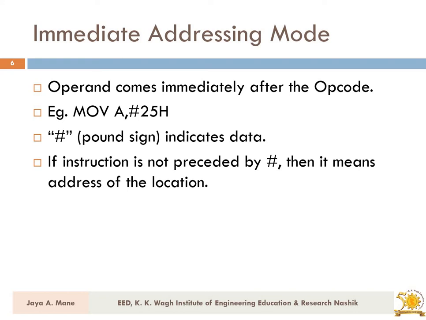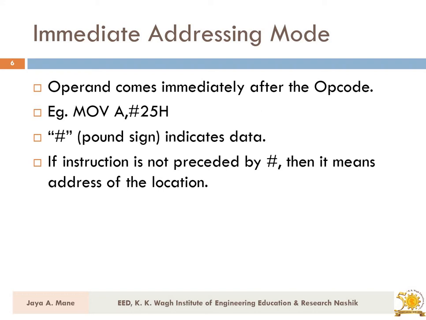We have seen the general purpose registers and the special function registers. So we know A is among the special function registers, it is your accumulator. Normally, while writing down the instruction, we always write first the destination register and then the source register. So we are moving 25h into the accumulator, the A register.